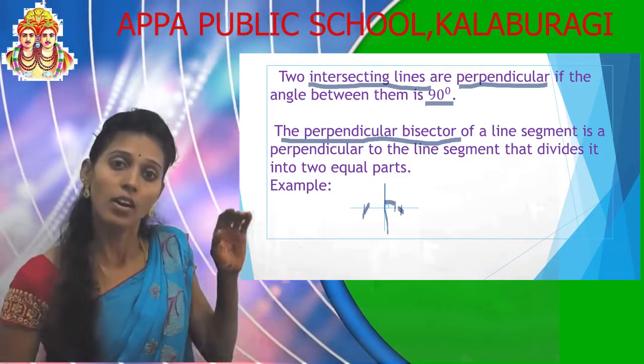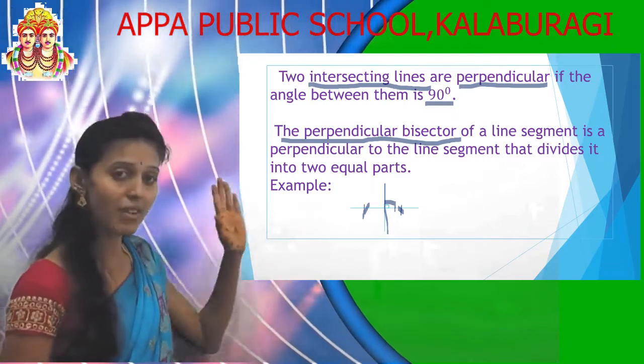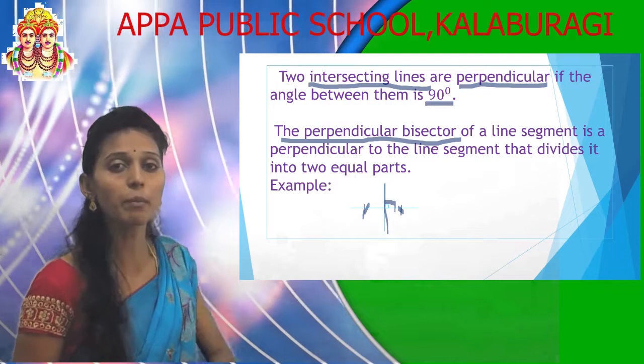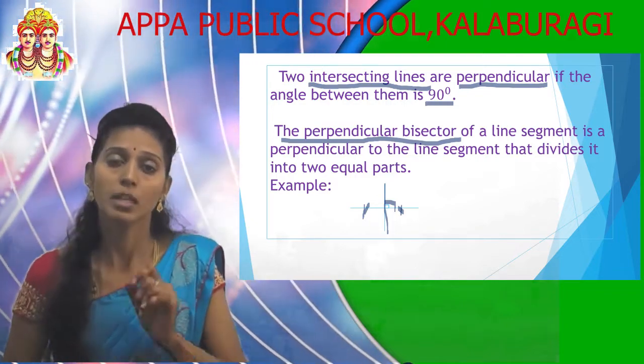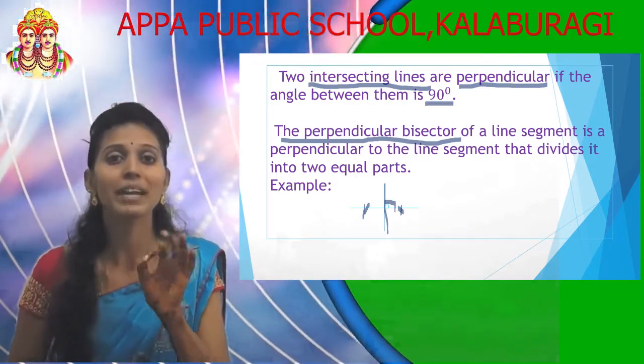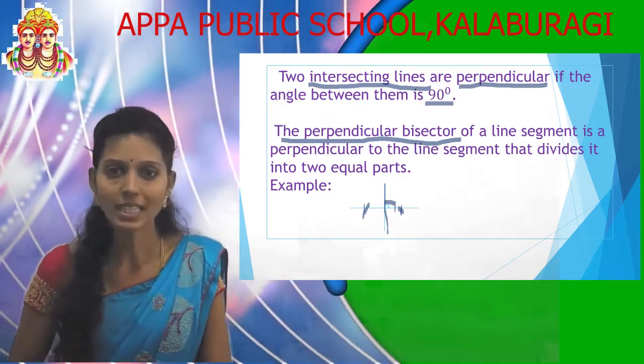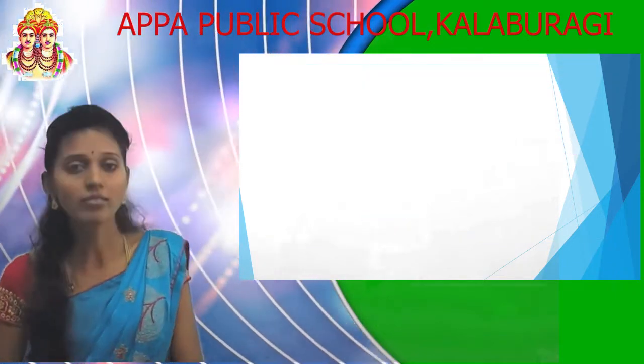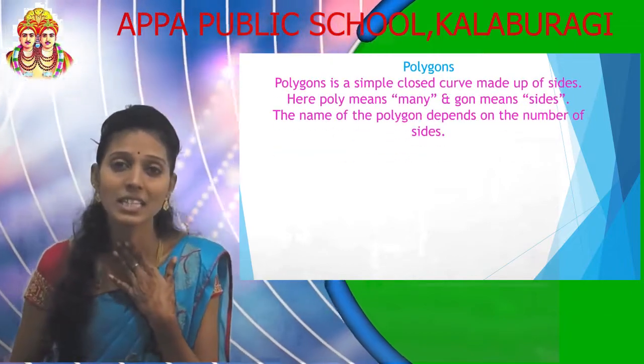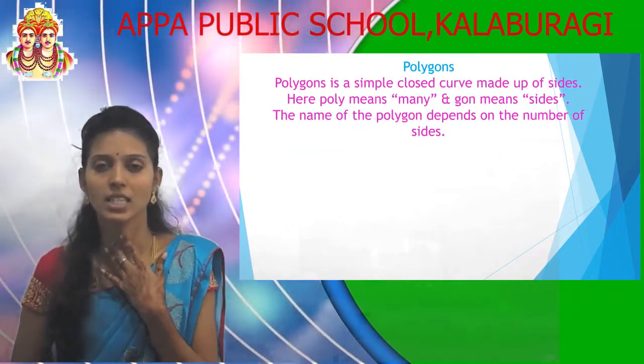If the horizontal line is dividing the vertical line, then the horizontal line will be the perpendicular bisector. That means the perpendicular line which bisects, meaning dividing into two equal parts. Got it? Yes. Now, come on, let us go to the next part, that is polygons.